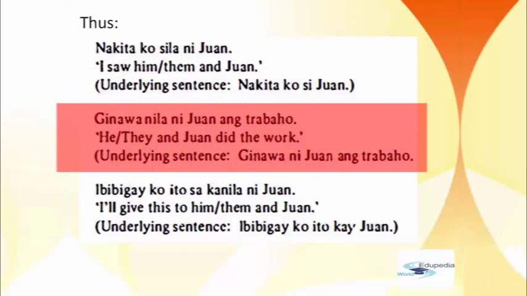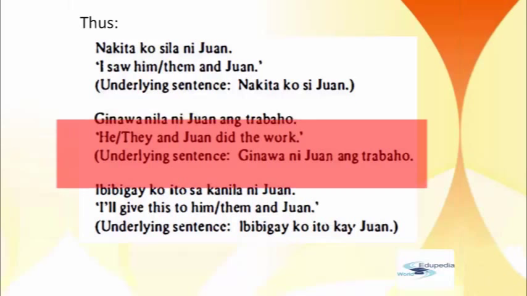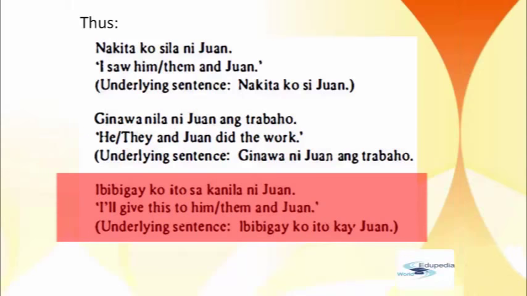Ginawa nila ni Juan ang trabaho. He or they and Juan did the work. Underlying sentence, ginawa ni Juan ang trabaho. Ibibigay ko ito sa kanila ni Juan. I'll give this to him or them and Juan. Underlying sentence, ibibigay ko ito kay Juan.